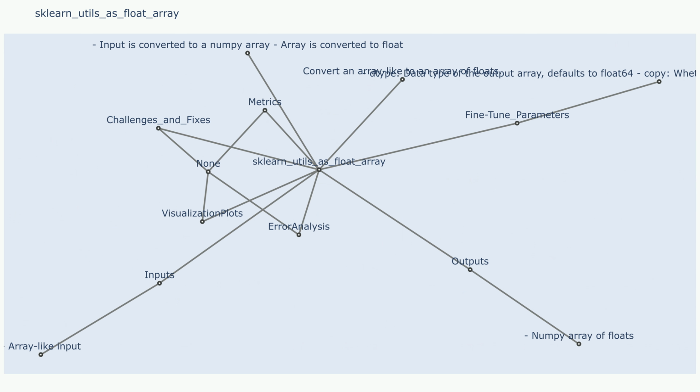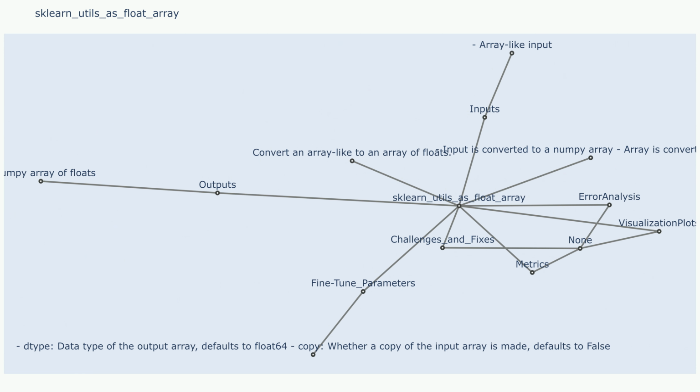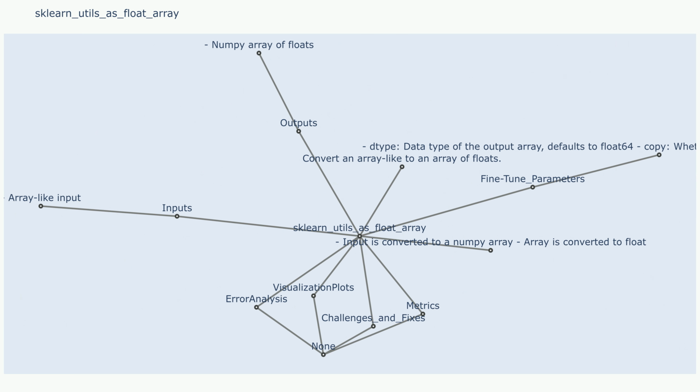Metrics: None directly related to as_float_array. However, the output array can be used for further analysis and model training, where metrics like accuracy, precision, and recall might be applicable. Visualization plots: None directly related to as_float_array. However, the output array can be used to visualize the data distribution using histograms, scatter plots, etc.